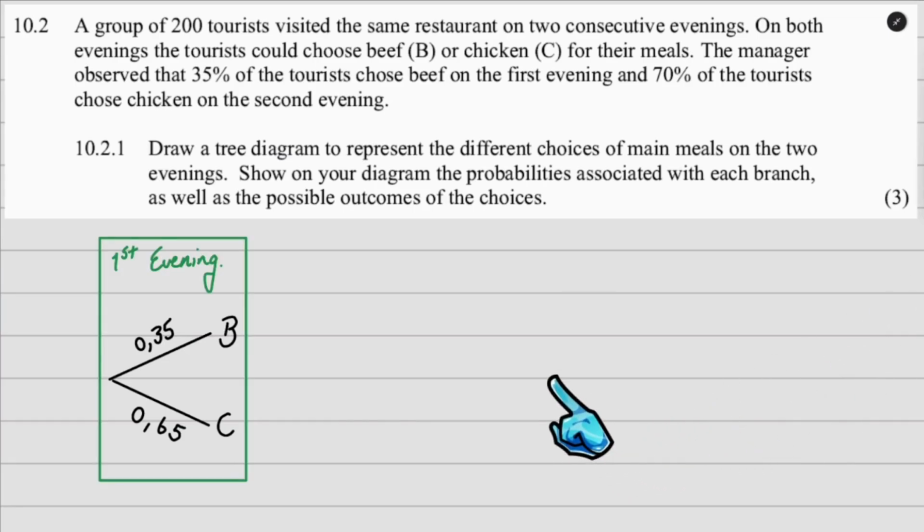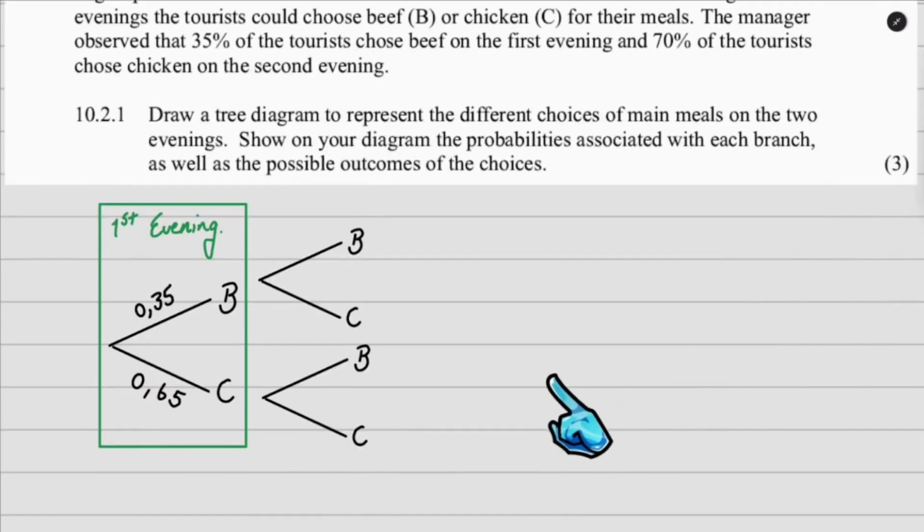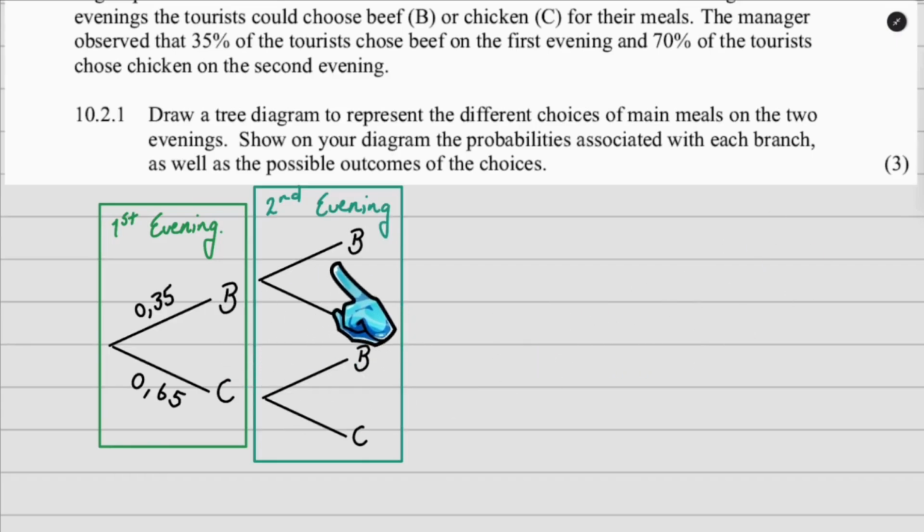Okay, now on the second evening, they've got the same choice. They can either choose beef or chicken. So we're going to have another choice tree after the beef, and we're going to have another little choice branch after the chicken. And then that pretty much captures all of the possible choices I can make. I can choose beef beef, I can choose beef chicken, I can choose chicken beef, or I can choose chicken chicken on the different evenings.